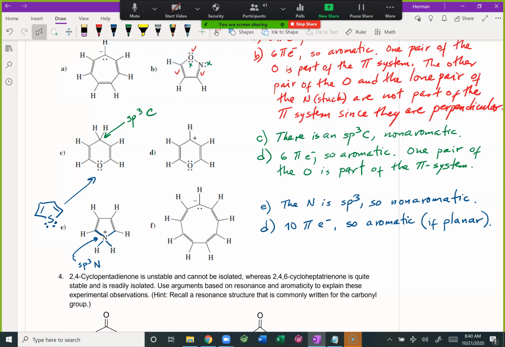All right. Now, if you have it like this, check this out. What if it's like this only? You think that's aromatic without the plus? Right now it's trigonal planar. That is an sp2 nitrogen because it's in conjugation with a double bond.